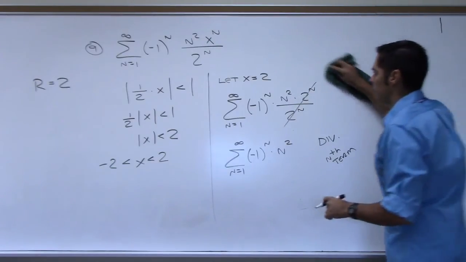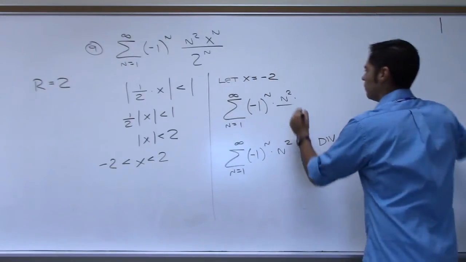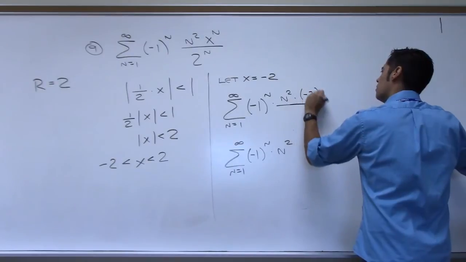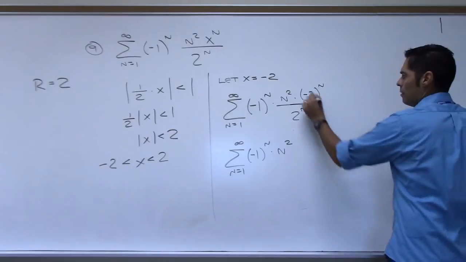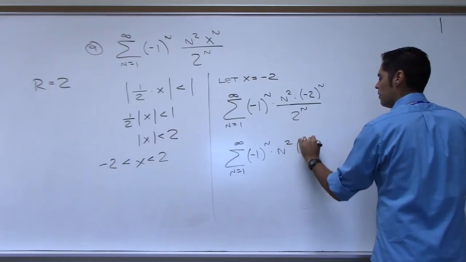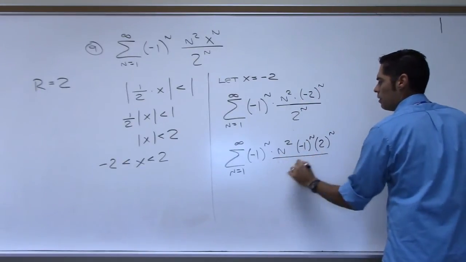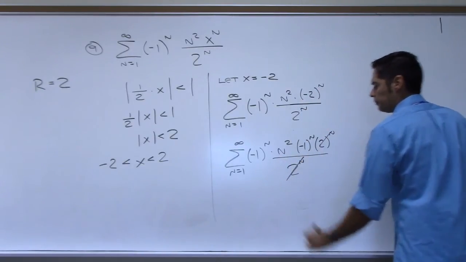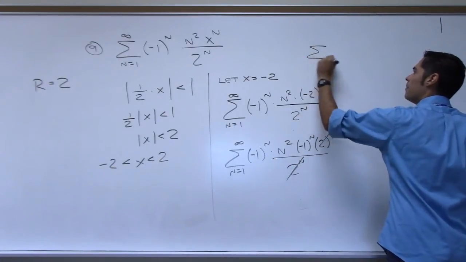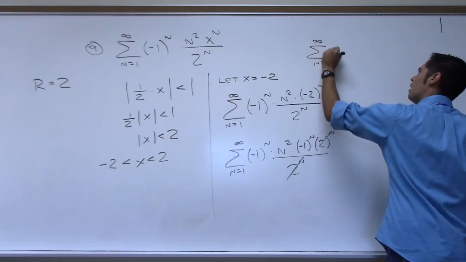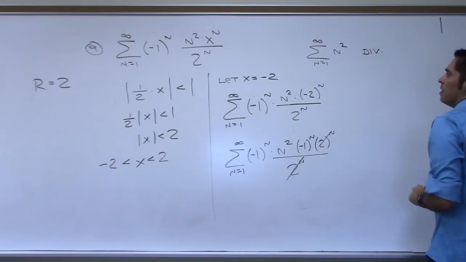Now, if I try negative 2, then what changes here is negative 2 to the n over 2 to the n. So I have to do a little bit of work here. I'm just going to peel off a negative 1 to the n, 2 to the n, over 2 to the n, and these cancel. And then when I put this and this together, I just get a 1. So I have sum n equals 1 to infinity of n squared. And of course, this diverges also by the nth term test.